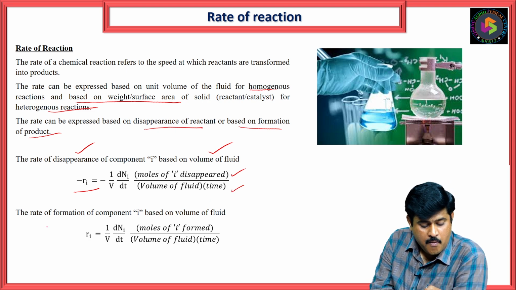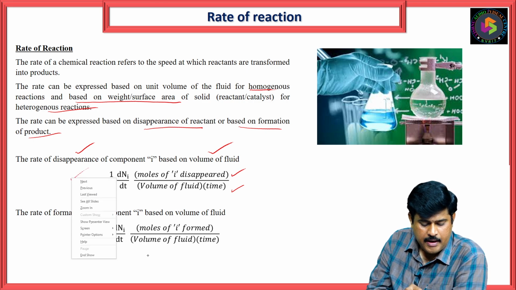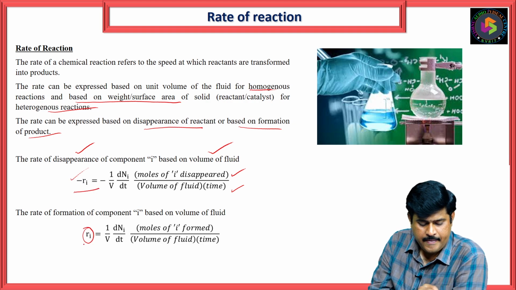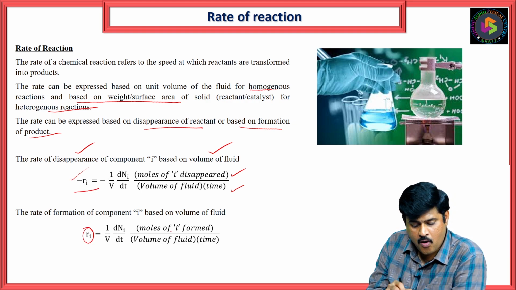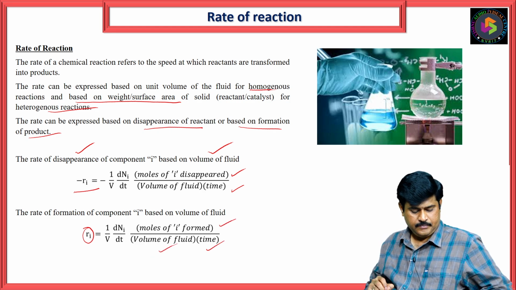Similarly, coming to the rate of formation of the component, you can see the positive sign here. So the difference between disappearance and formation is the sign. For disappearance, normally we use a negative sign, and for formation we use a positive sign. This is Ri equal to 1 by V dNi by dt, so it is the moles of i formed per volume of fluid and time.